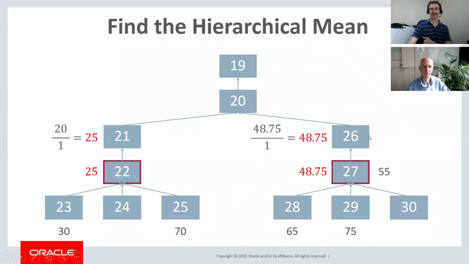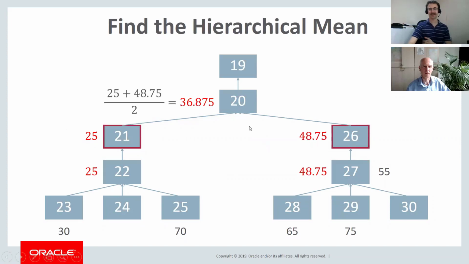So as we move up, we can see 26 and 21 only consider their children, 20 only considers 26 and 21, and so on. And 19 just has the same value as 20 because it's only got 1 child. So we built our hierarchy and we're working our way back up with this.